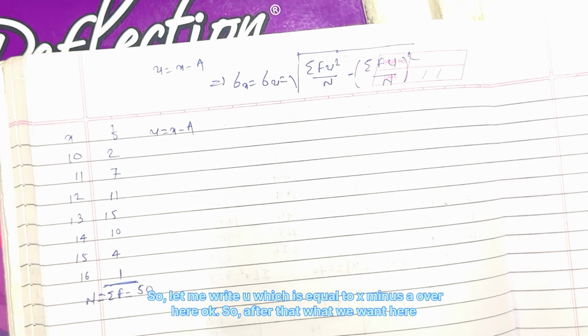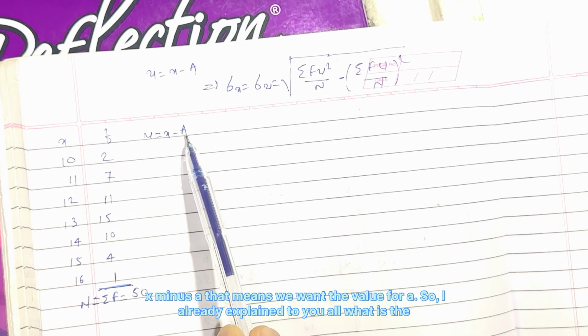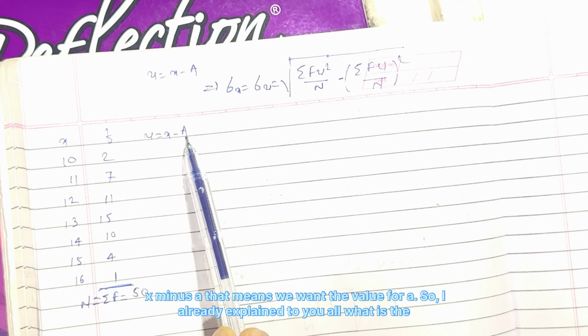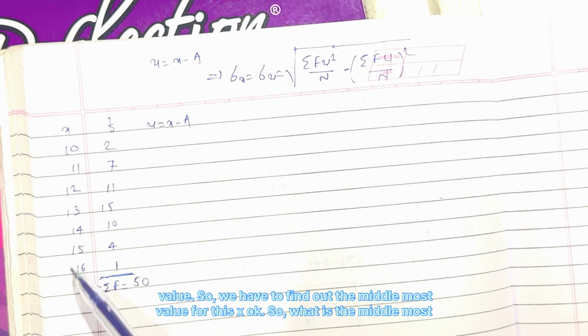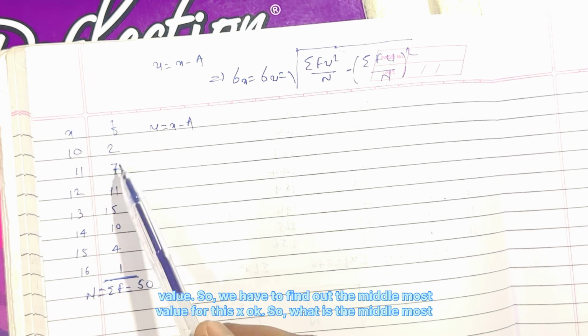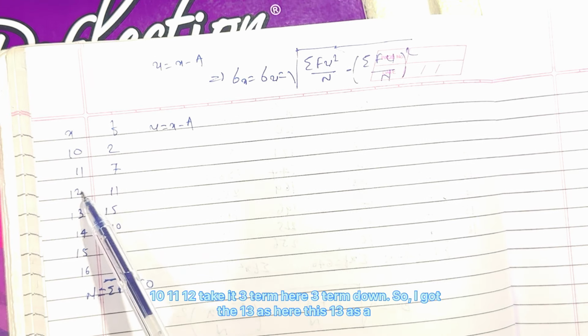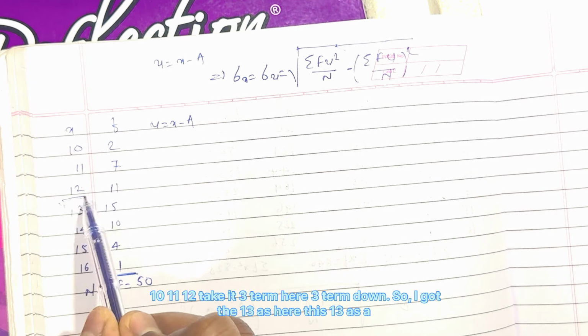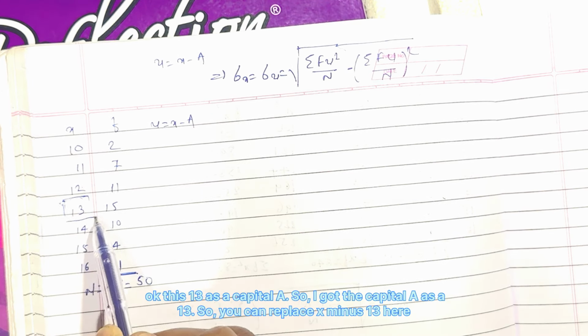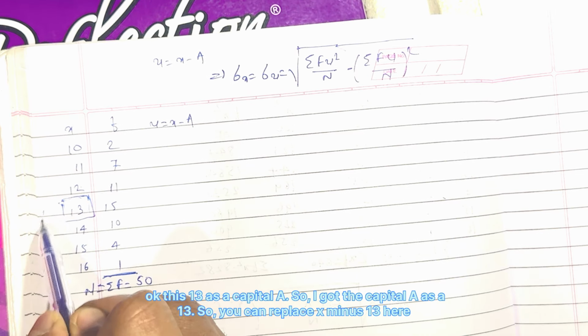After that, what do we want here? x minus a, that means we want the value for a. I already explained what the value is. We have to find the middlemost value for this x. So what is the middlemost? 10, 11, 12, take 3 terms here, 3 terms down. So I got 13 here, this 13 as capital A.